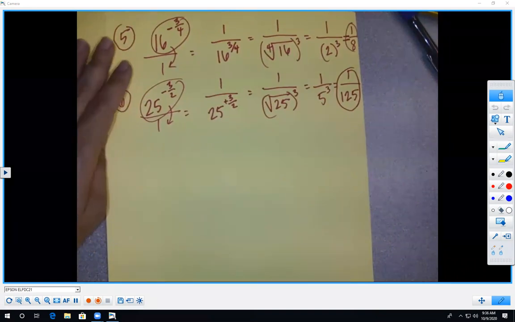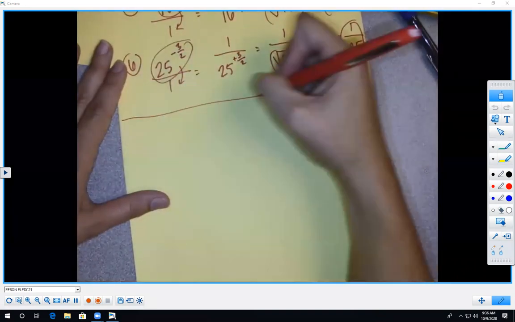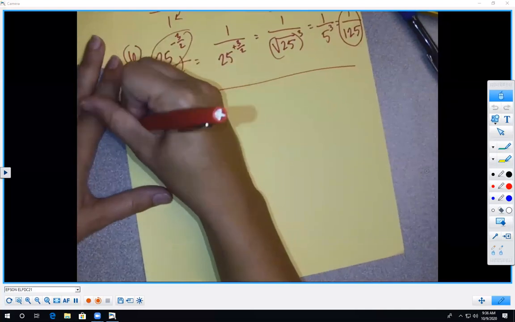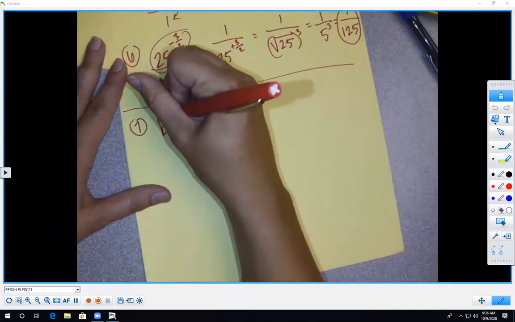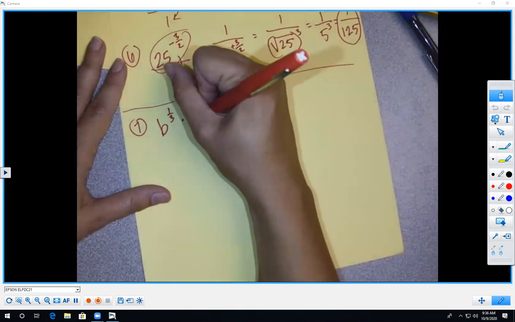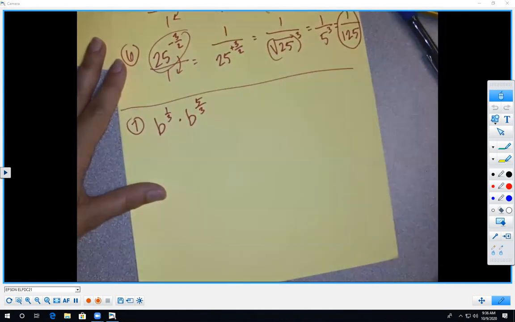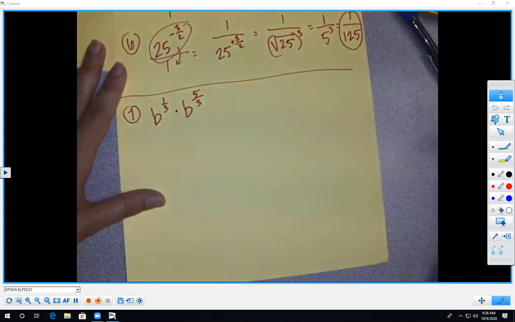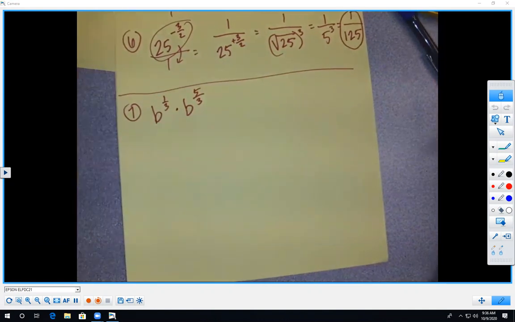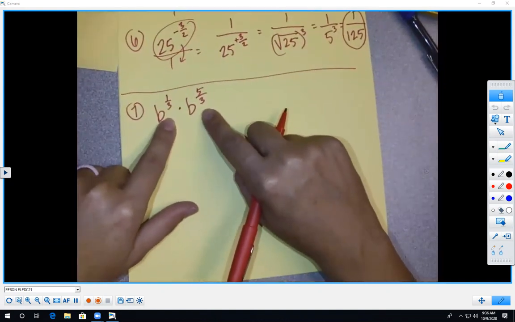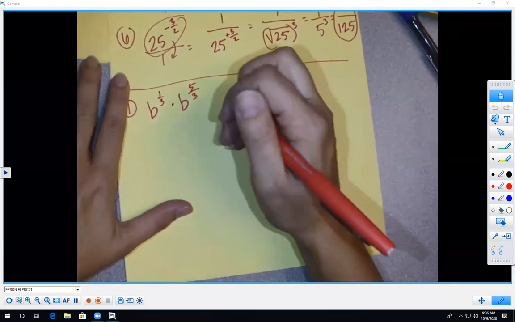Okay, so that's using the negative exponent rule. We can use other exponent rules. What about if I had the problem b to the 1/3 power times b to the 5/3 power? What exponent rule would I use here? Yeah, you would add your exponents. It's the product rule. The bases are the same, so I can just add my exponents together.